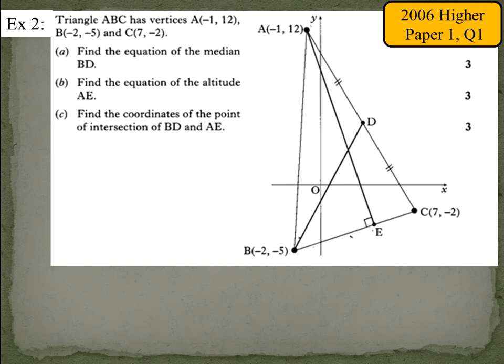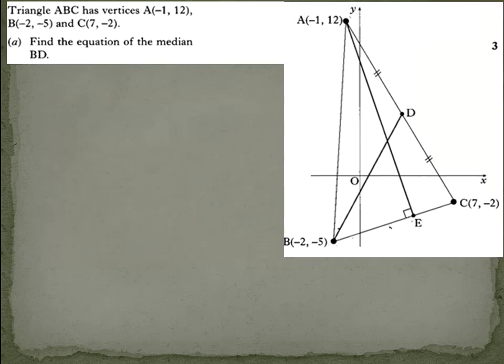So part A, find the equation of the median BD. The important thing here is be on the lookout for triggers and also look at the marks. 3 marks says quite a straightforward question, but there's a wee bit of work involved. The second thing I look for, I see the word median. Median should trigger special lines in a triangle.